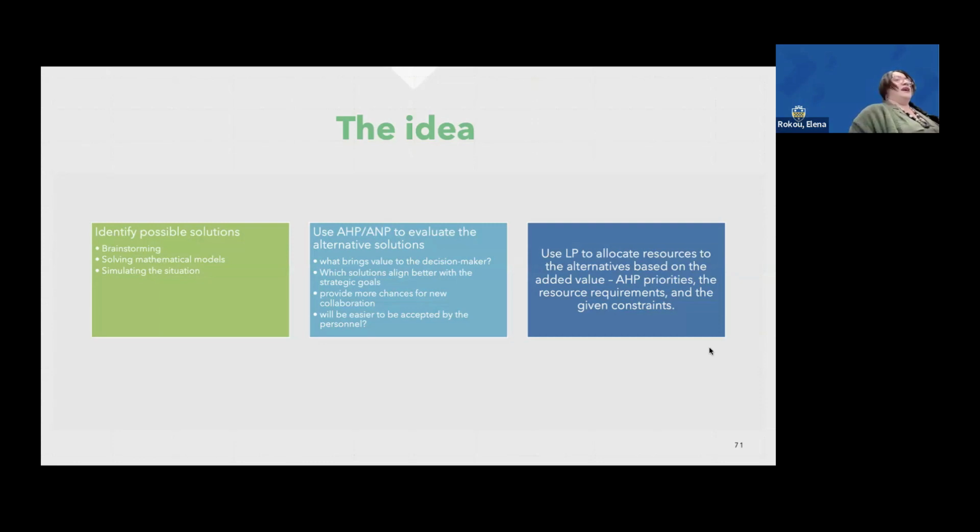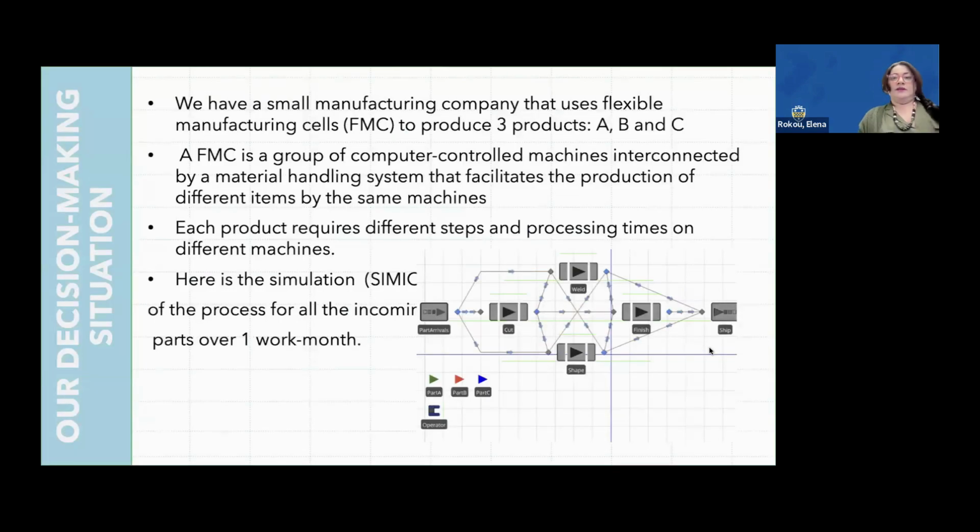And at the third step, I use linear programming to allocate the resources to the alternatives. So to balance out between, for example, budget and added value. And let's see an example.